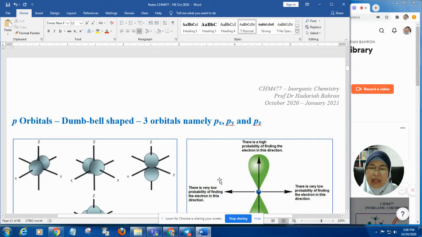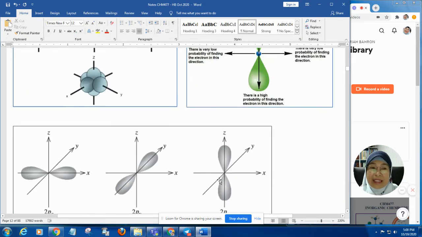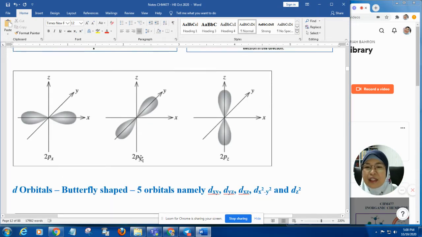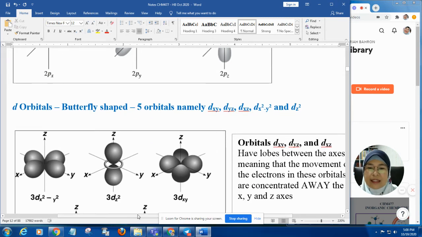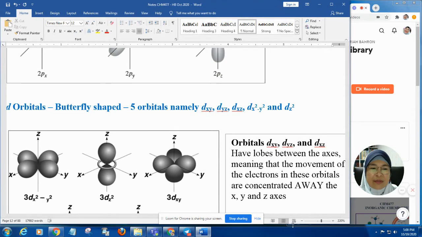And again, there is no one p orbital. In shell number 1, you don't have p orbitals. You start getting p orbitals in shell number 2. So you have 2px here, 2py, and 2pz. There is no 1px, 1py, or 1pz. In shell number 1, there is only s orbital. Yeah. And moving along, I hope you understand the p orbital and the s orbital for now.